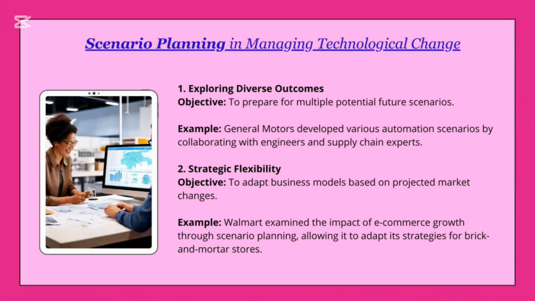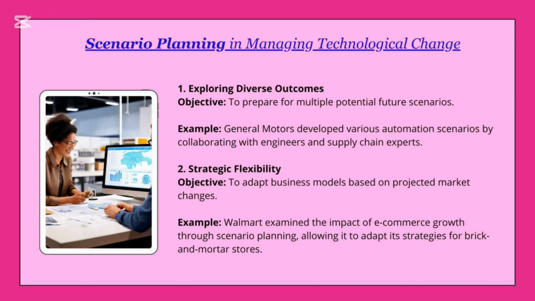Scenario planning and managing technological change. First is exploring diverse outcomes. The objective is to prepare for multiple potential future scenarios. Example, General Motors developed various automation scenarios by collaborating with engineers and supply chain experts.